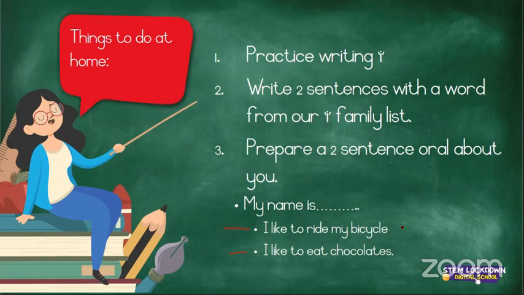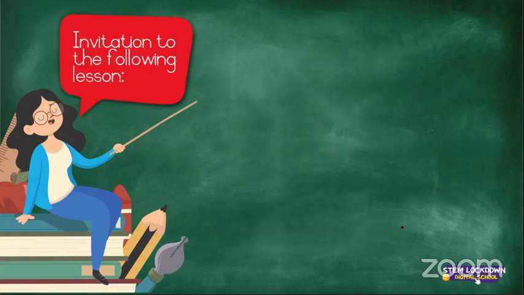Okay, so those are the 3 things you're going to practice today and what you are going to prepare. So remember, you're going to practice writing E. You're going to write 2 sentences with a word from our E family list, and you're going to prepare a 2-sentence oral about you. Okay. But don't forget at the beginning, you're going to tell us what your name is. All right. Well done, boys and girls.